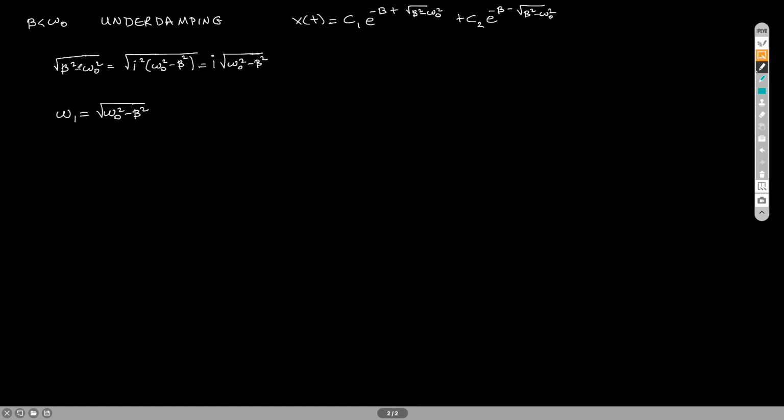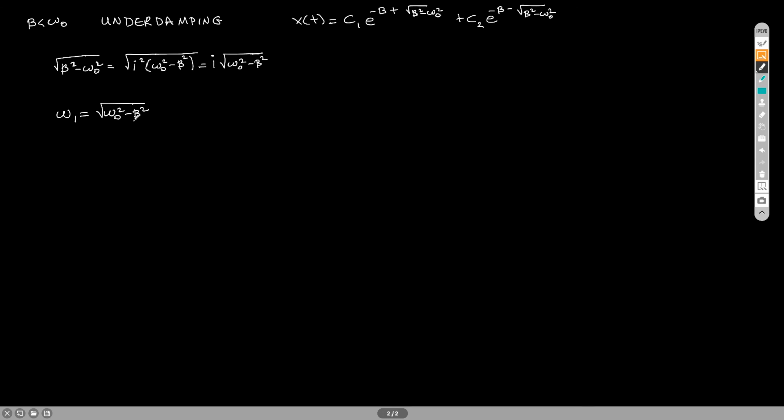Now, one thing I can do is take that imaginary unit i out of the square root even without doing any calculation. Beta squared minus omega naught squared is essentially minus 1 times omega naught squared minus beta squared. So I'm reversing the order here and taking out the minus 1. But minus 1 is equal to i squared, the imaginary unit squared, by definition. And because I have the square root, I can take the i out. So this ends up being i times the square root of omega naught squared minus beta squared.